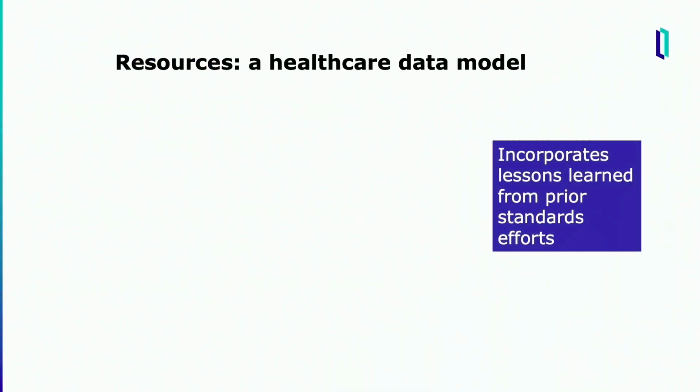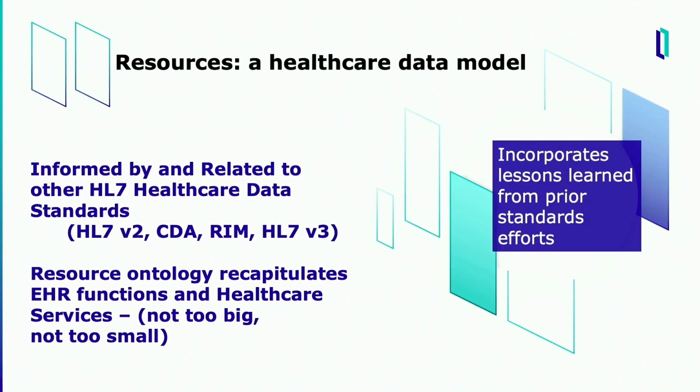FHIR resources are a healthcare data model, a flexible one, informed by the HL7 organization having developed HL7 version 2 and CDA, and learning some lessons from developing those standards that have been applied to FHIR. The other thing about FHIR is that the ontology of the FHIR resources recapitulates the functions and services of an electronic health record system, of an EHR. That's important in two ways.